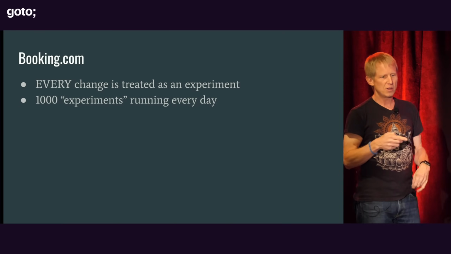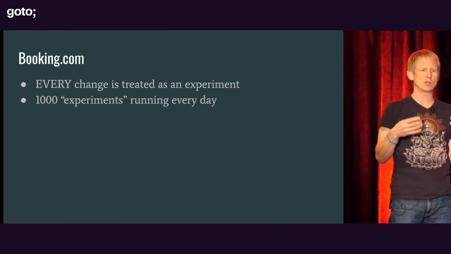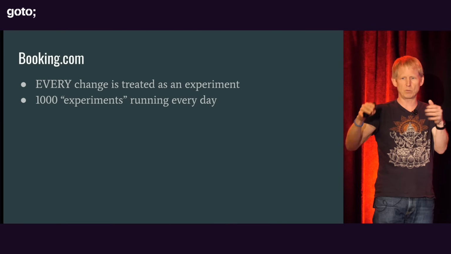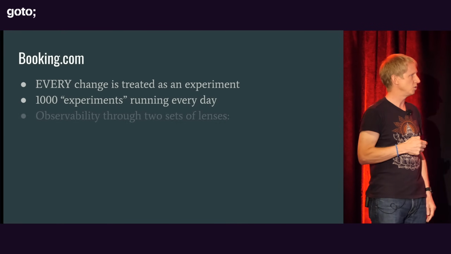I mean, 1,000. They're not all launching, but there are literally 1,000 running concurrently all the time. So the scale of that is a little mind-boggling if you're trying to keep track of that with spreadsheets or whatever, right? It's huge.